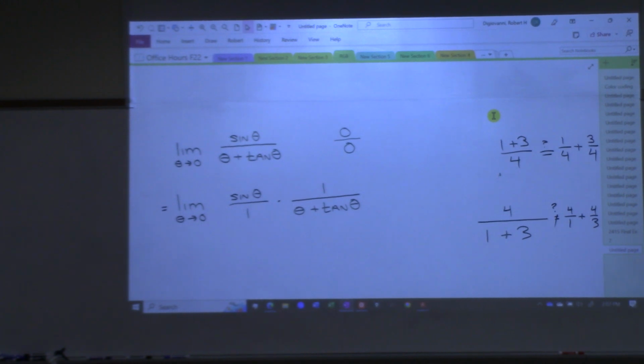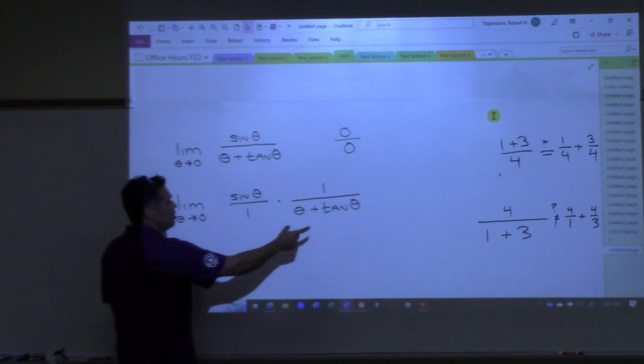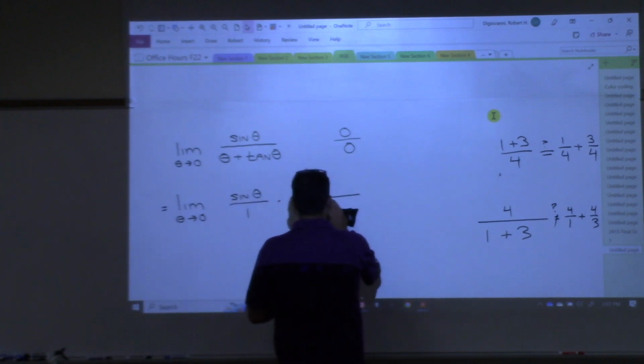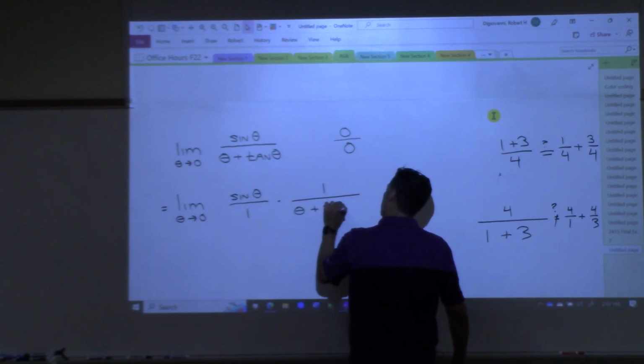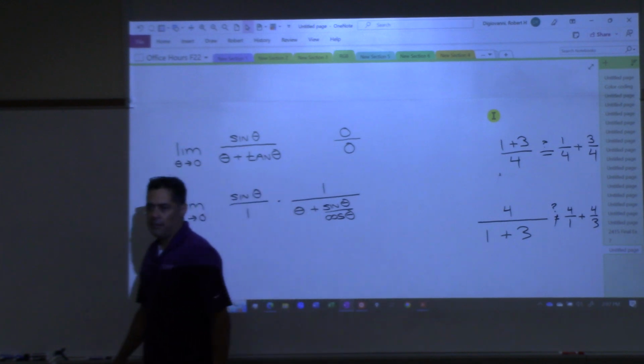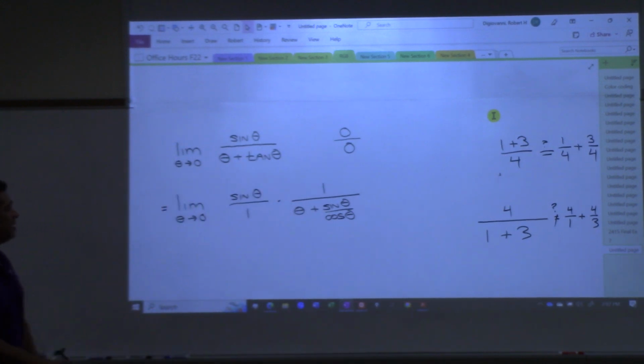Put sine theta over cosine theta, replace that with tangent. So you want to replace tangent with sine over cosine? I'll do that. To save myself some time, I'm just going to do it like this. Is that legal? Yeah, I can do that. I'm not saying it's going to make life any better, but yeah.